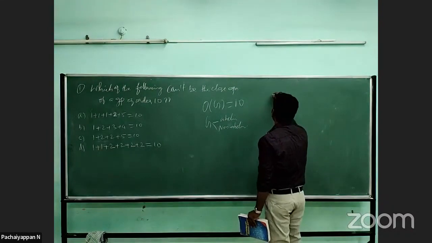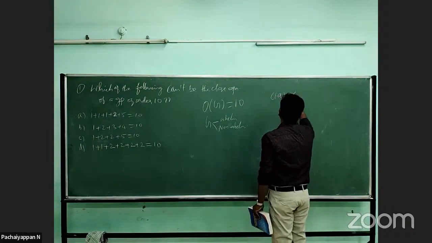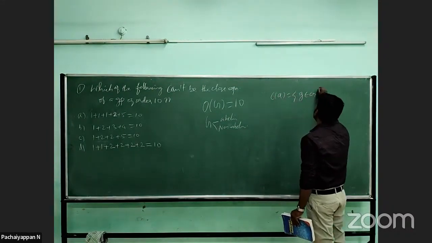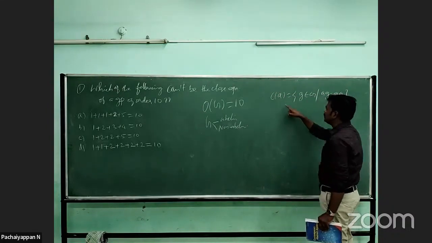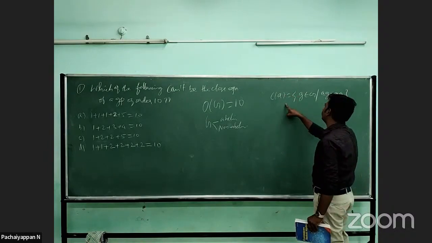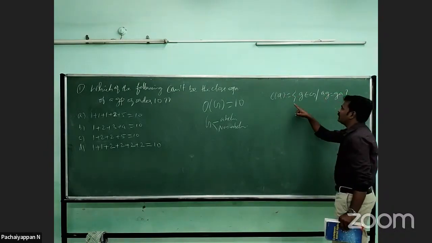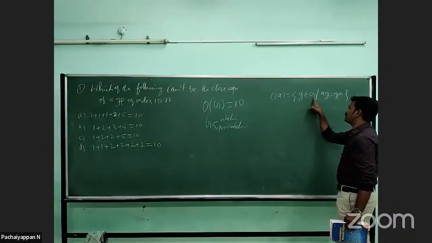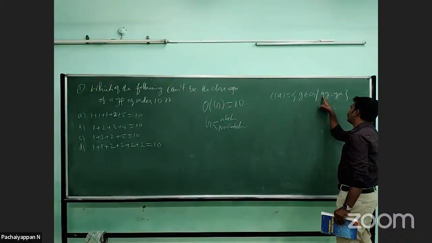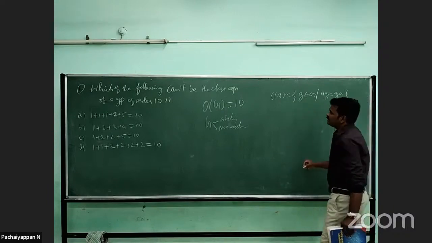First of all, the C of A notation. What is the meaning? The set of all g in G such that ag equals ga. C of A means the centralizer of A. You have to collect the elements which commute with A only. Just collect the elements in G that commute with A. That is the notation of C of A.